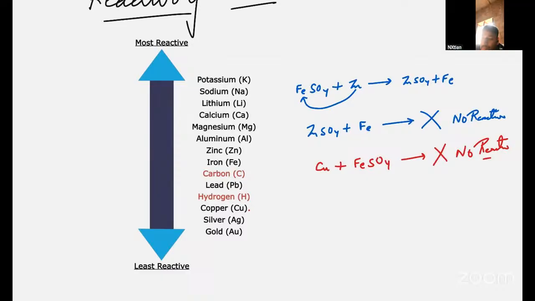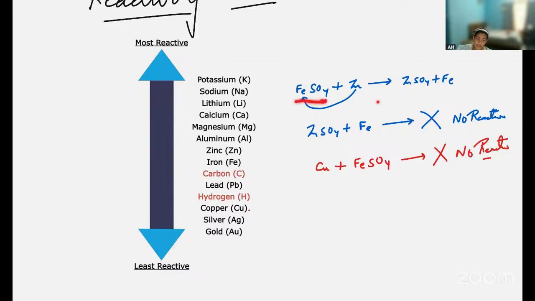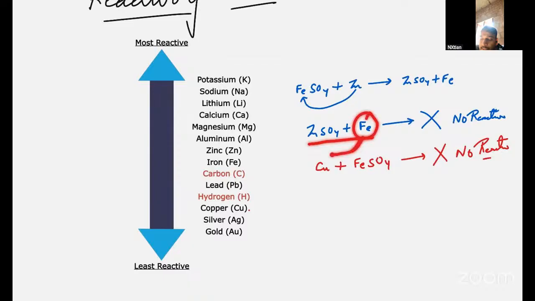Like the first one, FeSO4. Iron is less reactive and zinc is more reactive. So since the less reactive was first and the more reactive was next, there was a replacement. But in the next equation, the more reactive was first and the less reactive was last, so there was no reaction. Fe will not be able to displace zinc from its compound, because Fe is less reactive. It is like that.